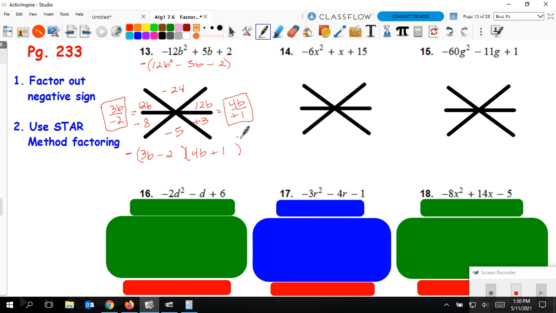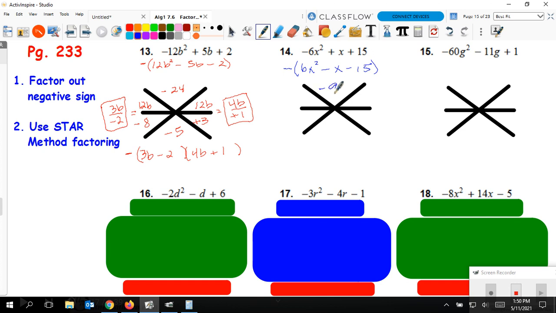All right, let's take a look at number 14. Factor out the negative sign. So it just changes all the signs here first, minus x and a minus 15. And then we can factor using the star. 6 times 15, so 6 times 15 is 90. It's going to be negative 90.